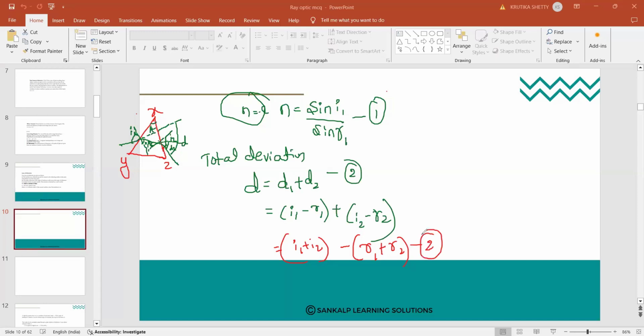So equation 1 is from the refraction law, n is equal to sin I1 by sin R1. Equation 2, the total deviation is given by D1 plus D2. Substitute D1, substitute D2, then you will get, after grouping, equation 3.